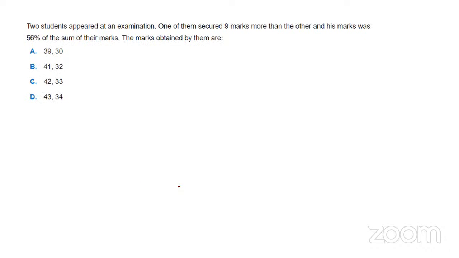Okay, one more question based on percentages. Two students appeared at an exam. One of them scored 9 marks more than the other. So difference between the marks of these students, two students, is 9. And his mark was 56% of the sum of their marks.